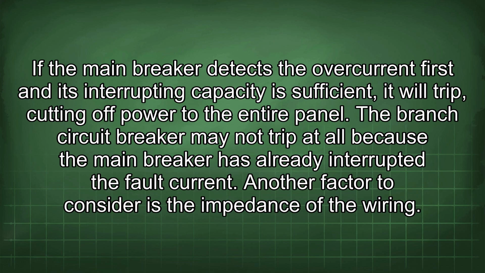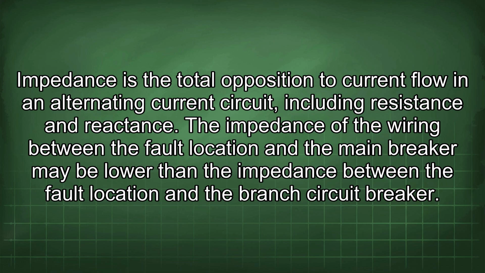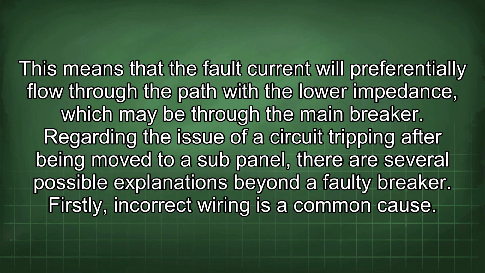Another factor to consider is the impedance of the wiring. Impedance is the total opposition to current flow in an alternating current circuit, including resistance and reactance. The impedance of the wiring between the fault location and the main breaker may be lower than the impedance between the fault location and the branch circuit breaker. This means that the fault current will preferentially flow through the path with the lower impedance, which may be through the main breaker. Regarding the issue of a circuit tripping after being moved to a sub-panel, there are several possible explanations beyond a faulty breaker.